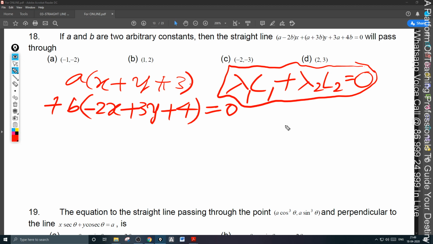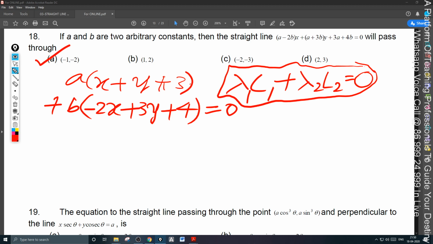So now, to get the point of concurrence, just verify the options here. Minus 1, minus 2, plus 3, 0. It is 2, minus 6, minus 4, plus 4, 0. That's it. This is the answer. You can straight away verify or solve them. By solving them, you will get the same.